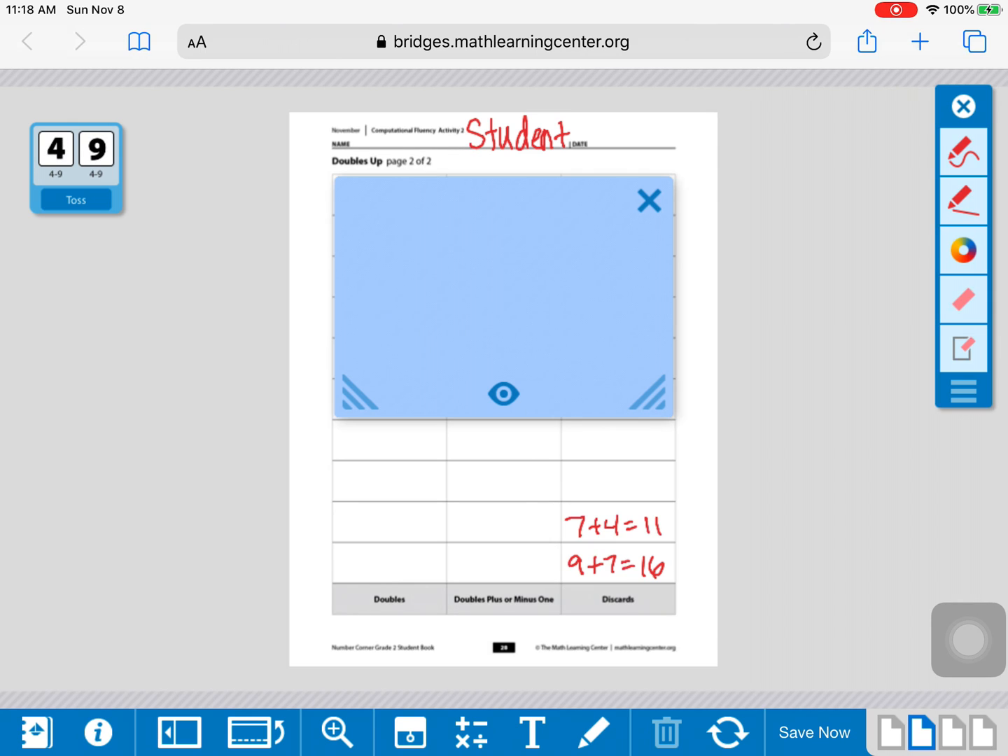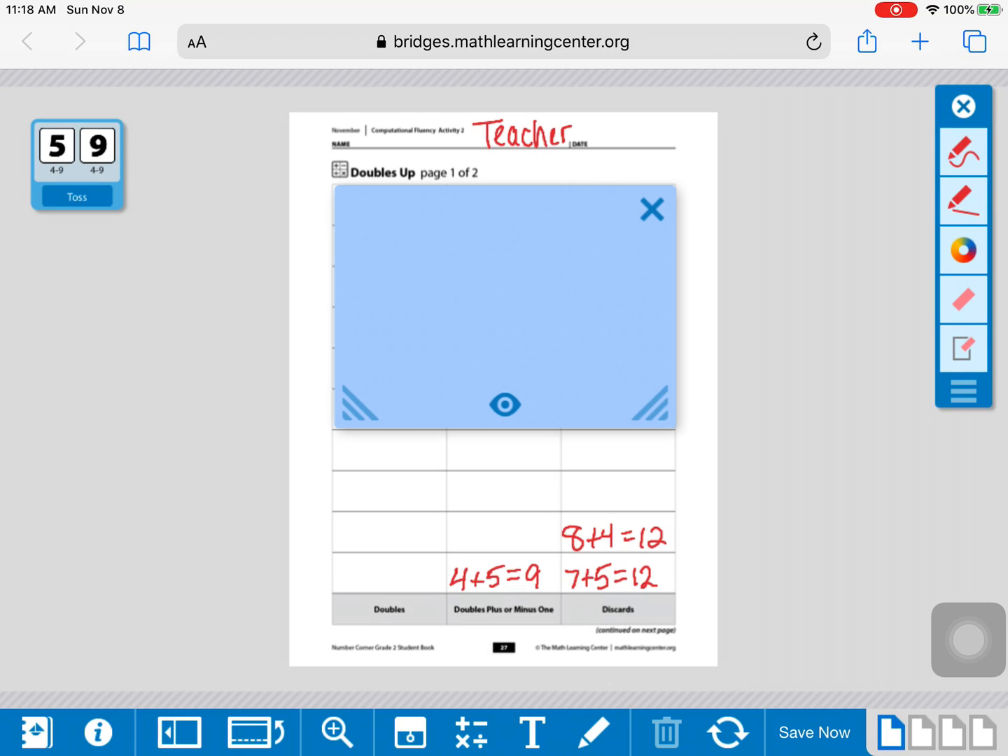Your turn. 4 and 9. What do you think? Doubles plus or minus 1, or neither? Good, it would be neither. So you would write 4 plus 9 equals 13 in your discard pile.